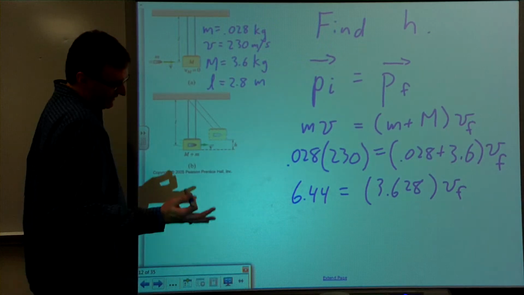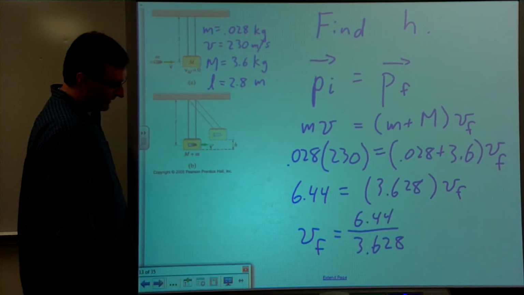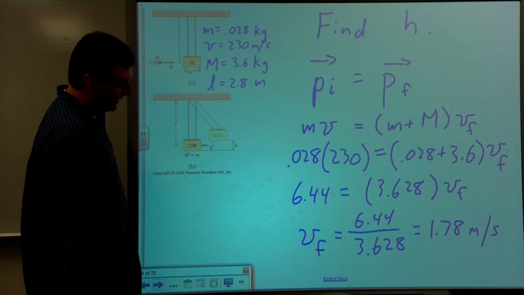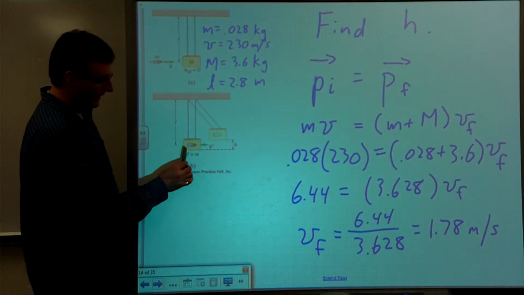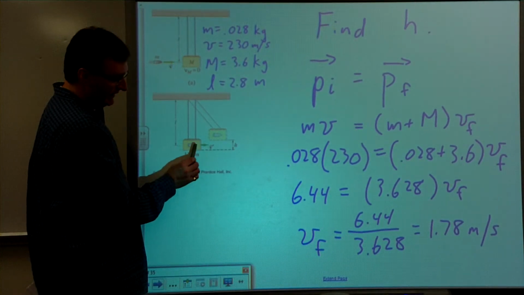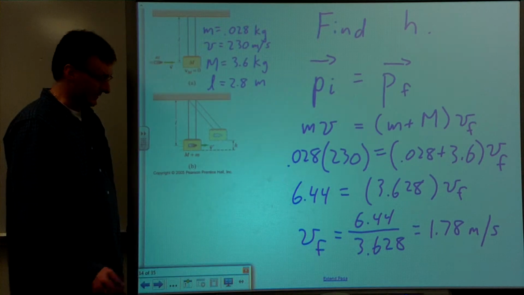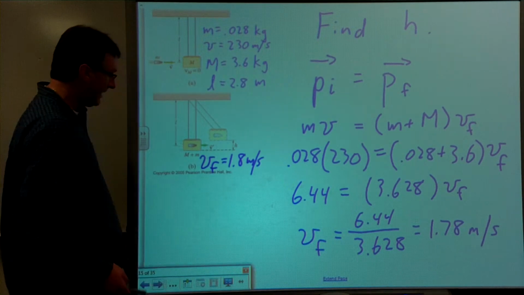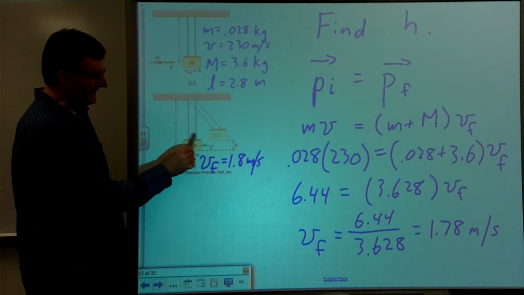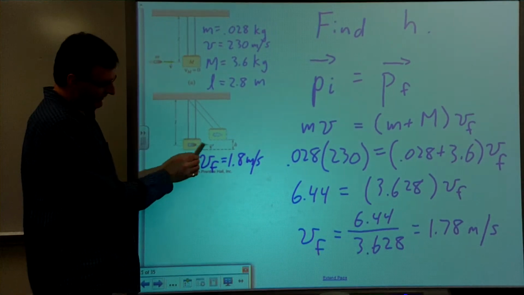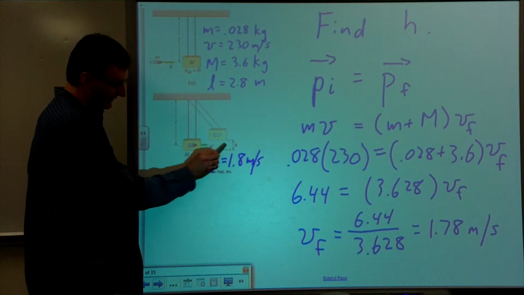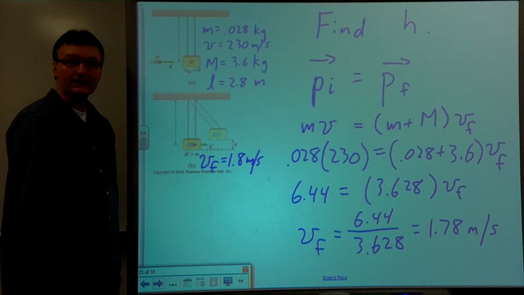Just working through the math now, we get the final velocity of the two objects together as 1.78 meters per second. So immediately after the collision, the two objects together are moving in this direction at 1.8 meters per second.